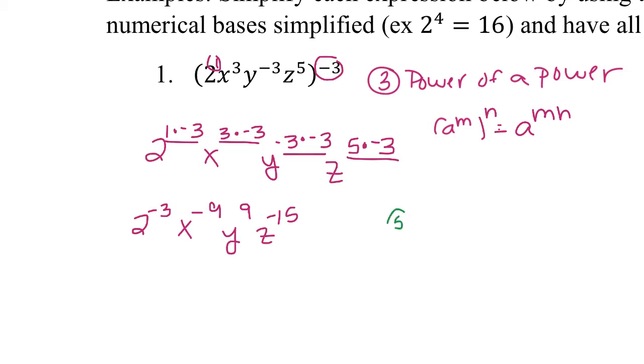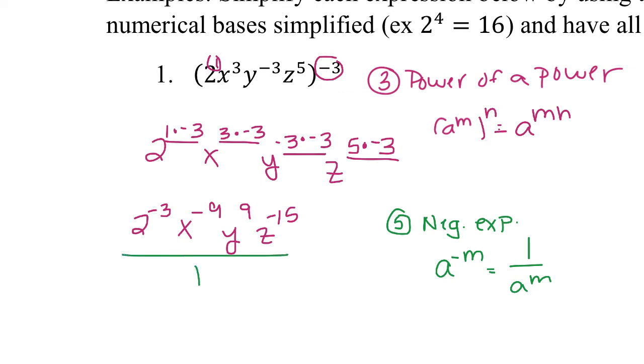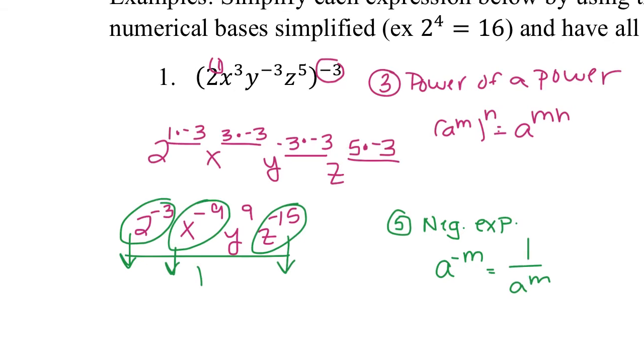So we need to use that rule 5, which is the negative exponent. That says if you have a to the negative exponent, you're going to drop that to the bottom of a fraction and make the exponent positive. So I'm going to make this a 1, and I'm going to find all of my powers that are negative. So 2 to the negative 3 is going to drop. X to the negative 9 will also drop. Z to the negative 15 also drops. The y is fine because his exponent is already positive. It's y to the 9th.